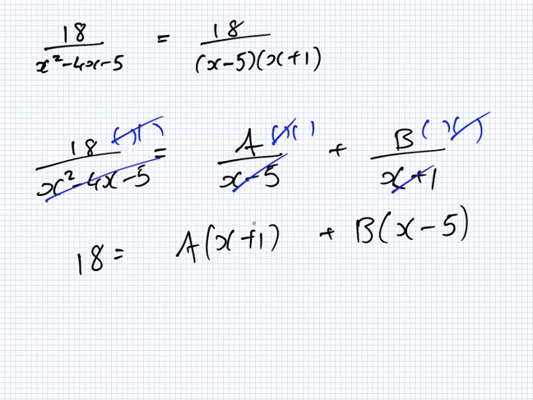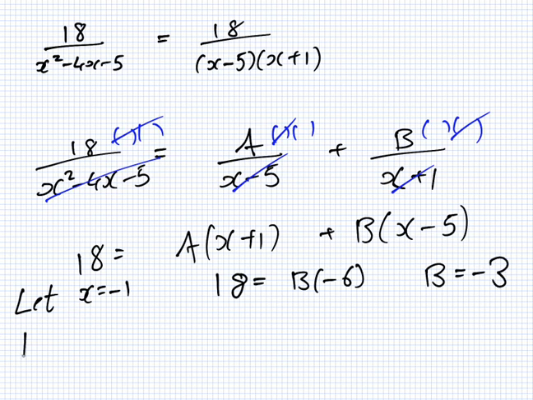Then we do our trick. If this is true for all values of x, it's true for any value you pick. So we say let x equal minus 1. So you get 18 equals b times minus 6. So then b is equal to minus 3. And then we say let x equal 5. So then you get 18 equals 6a. So then a equals 3. So now you have your a and your b.